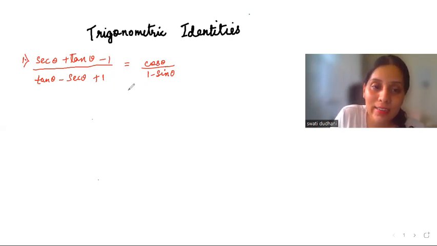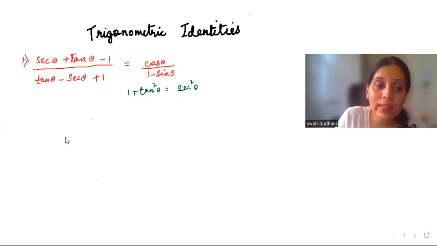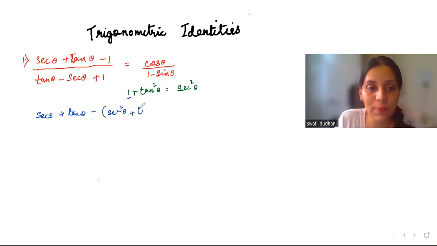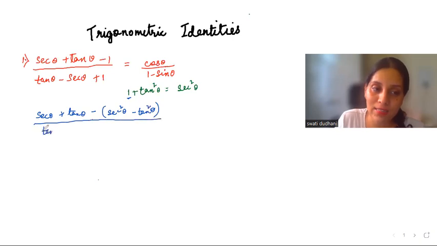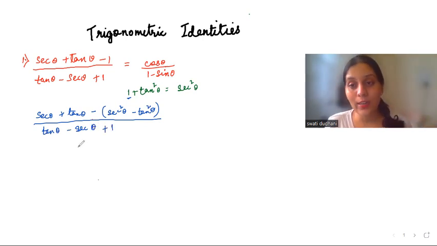What is the identity? We know that 1 plus tan square theta is equal to secant square theta. So from this, I can write 1 as secant square minus tan square. So I'll change the numerator: secant theta plus tan theta minus 1 can be written as secant theta plus tan theta minus, secant square theta minus tan square theta, whole by the denominator. The denominator I will not change, I will write it as it is. Since there was no square, I have converted 1 into this form.